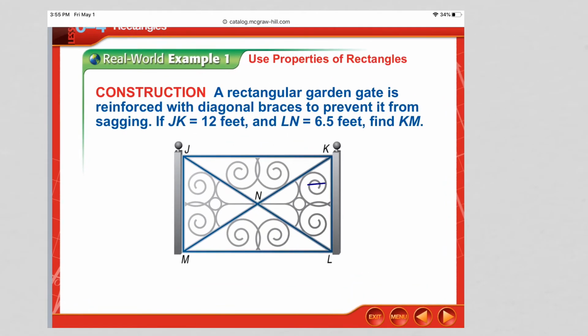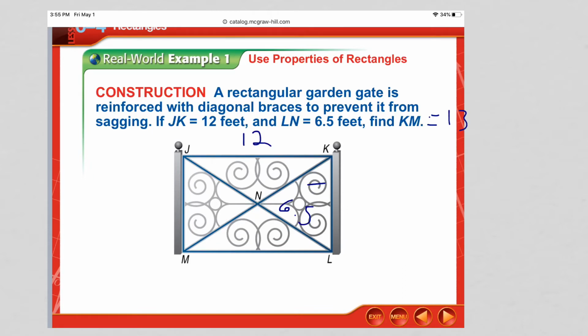We have a rectangular garden that is reinforced with diagonal braces to prevent it from sagging. So we have a rectangle here. It says if JK is 12 feet and LN is 6.5 feet, we want to find KM. If we notice, KM is my other diagonal, and it's the entire diagonal. What it gave me was this half of the diagonal. Since I know the diagonals are congruent, the entire length of this diagonal is the same as the entire length of that diagonal, which would tell me that KM is 13.